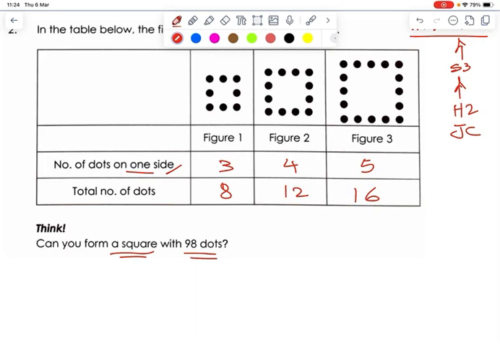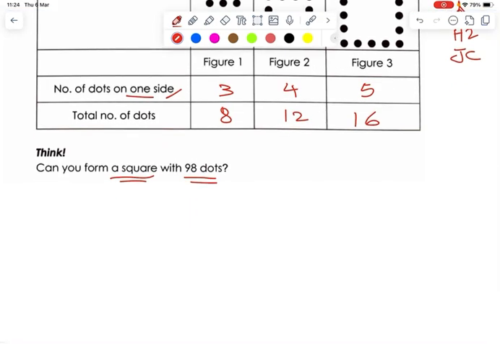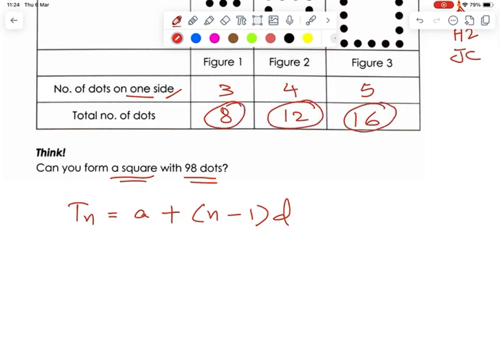Arithmetic progression is about the number sequence, whereby I need you to do me a favor in order to solve this question. Take note of this formula that I'm going to write: Tn, the nth term, is equal to a plus n minus 1 times the constant difference. So in this case, we have a sequence of 8, 12, 16, and all the way to 98 that we want, 98 dots.